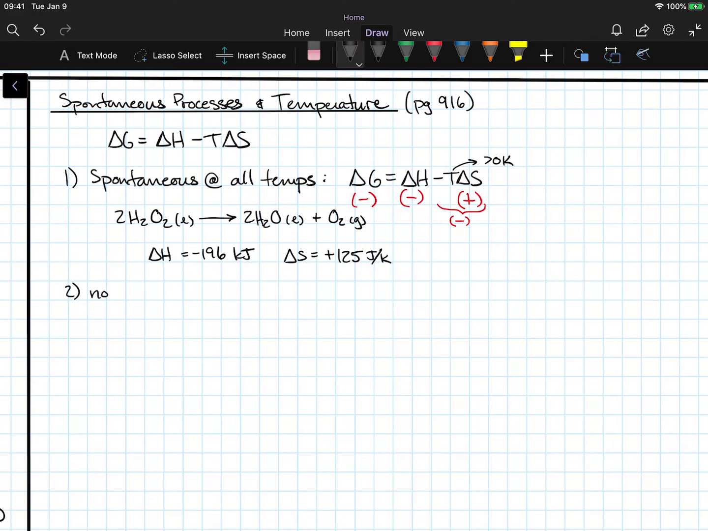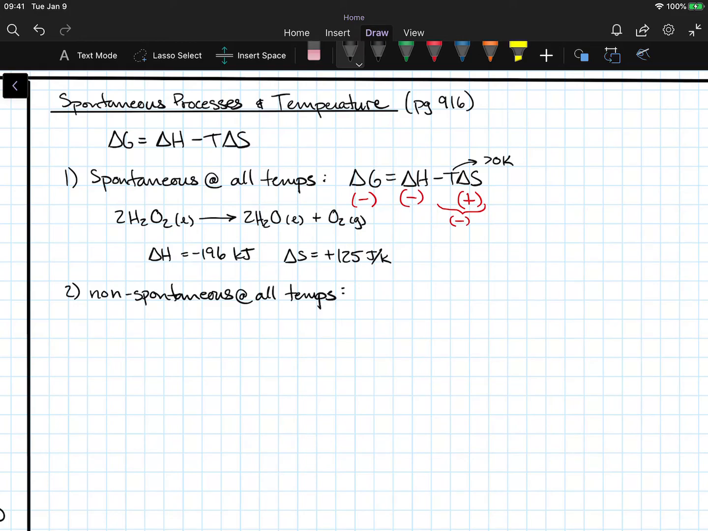The opposite of that is it's non-spontaneous at all temperatures. You might be thinking, well, if it's non-spontaneous at all temperatures, then the reaction doesn't happen. That's not entirely true. It means we just have to put some energy into the reaction to get it to go forward. There's nothing we can do temperature-wise to get it to happen spontaneously, but we can put energy in and drive it forward.